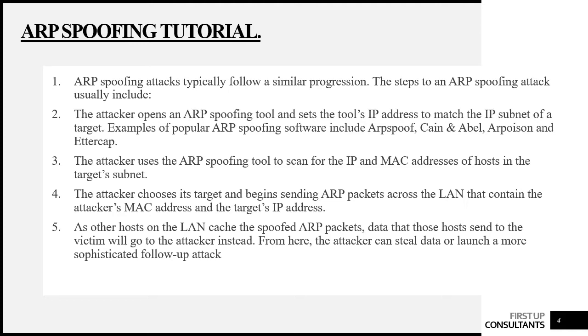We have the ARP spoofing tutorial. Number one, ARP spoofing attacks typically follow a similar progression. The steps to an ARP spoofing attack usually include: the attacker opens an ARP spoofing tool and sets the tool's IP address to match the IP subnet of a target. For example, popular ARP spoofing software includes ArpSpoof, Cain and Abel, Arpoison, and Ettercap.